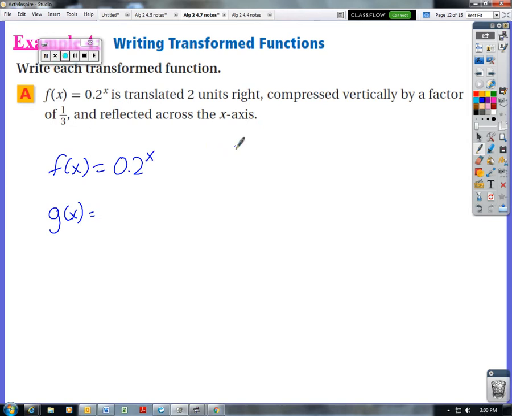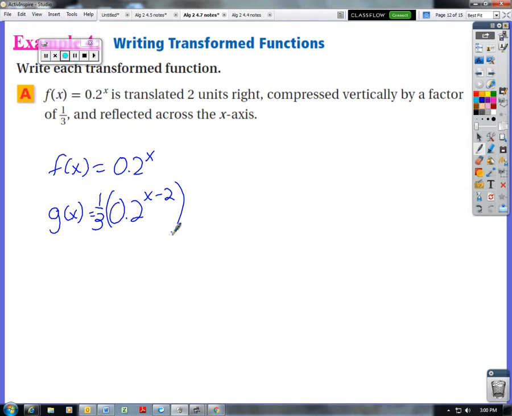Since that's back and forth, that's going to affect the x. So I need to put my change up here with the x. And if it's going back and forth, it's opposite in the direction it's going. So if it's going to the right, it's actually going to be minus 2. And then it's compressed vertically. A vertical compression is out in front of the function, and that's a factor of a third. So we don't have to worry about flipping it or anything. It's very straightforward. I might put some parentheses around here.